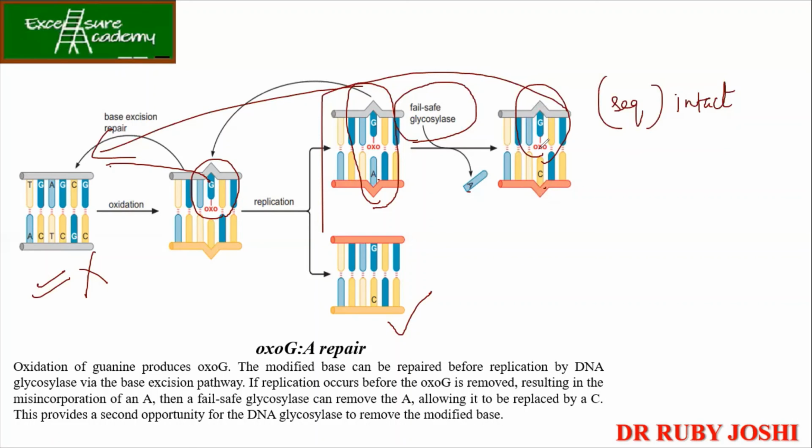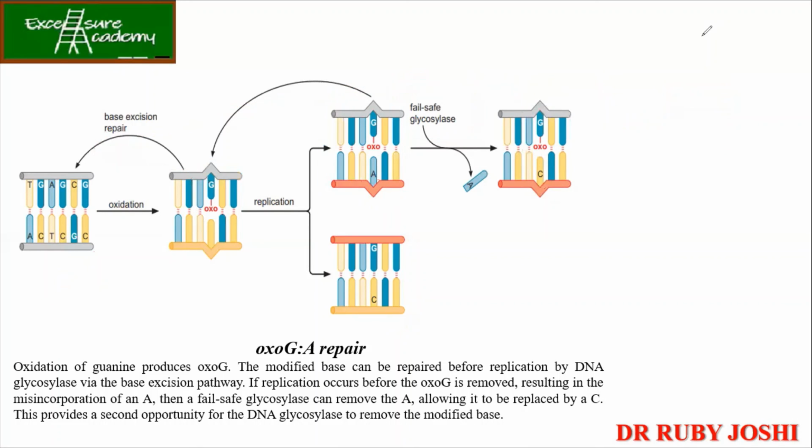Did you get the point? It is not that if one mechanism fails, the mutation will be accepted. There are many more mechanisms in order to check. One is a checkpoint for the other, and another for that one. Eventually, when all of them fail, only then will the mutation be accepted in the cell, in the DNA.